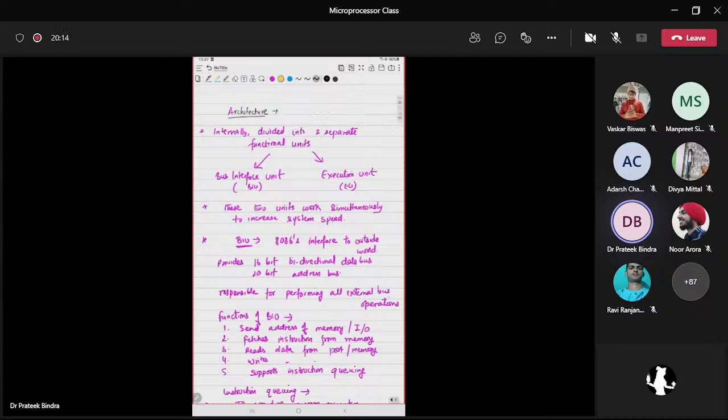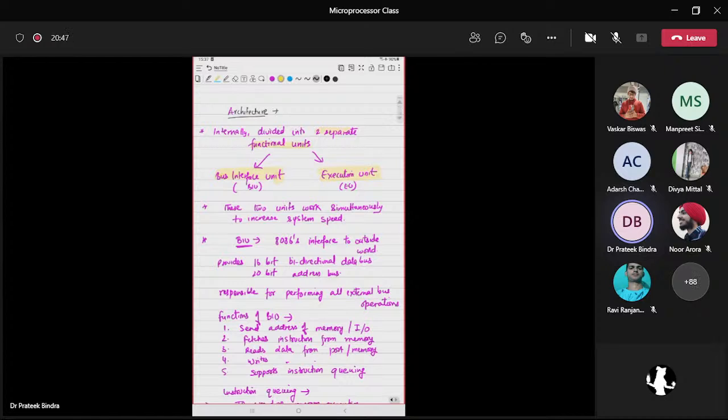So your 8086 architecture is basically internally divided into two separate functional units. It's not actually a division, it's just for our representation that we have divided the 8086 into two separate units, right? One unit is known as the bus interface unit, and the second is known as the execution unit. So the bus interface unit is the BIU and the execution unit is the EU, fine.